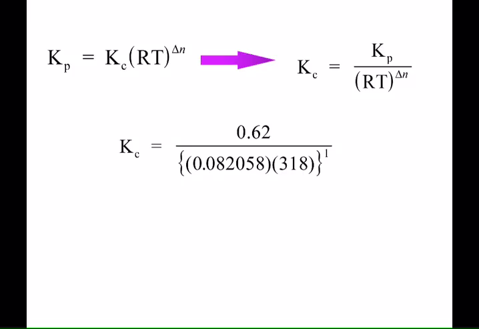So the delta N, of course, we said was 1, and there's your delta N. Your Kc is unitless just like your Kp was unitless, and we get a value of 0.024. And again, what does that do? It describes the equilibrium molar concentrations. Okay?